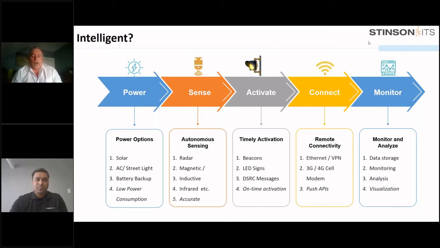Connectivity is also important. Most systems have the capability to send activation message to ATMS or third-party systems. This is normally achieved by using internet connectivity, 3G or 4G cellular modem connectivity, or application programming interface, most commonly called APIs. Now, the monitoring part: any efficient IWS system should provide the capabilities to store and monitor the data, analyze it, and provide visual aids to help the user to analyze the data.